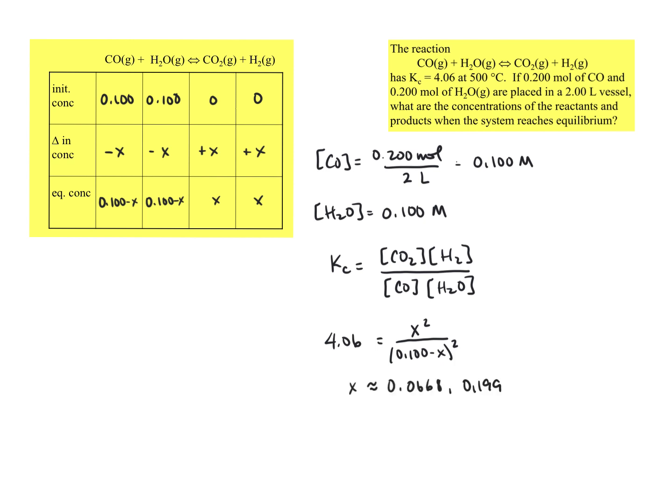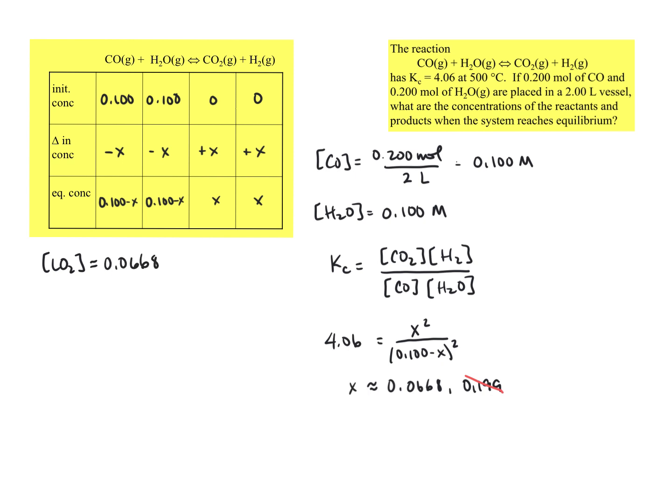So you should have gotten two possible answers, that x could equal 0.0668 or 0.199, but it can't be 0.199 because if you do 0.1 minus 0.199 right here, you're going to end up getting a negative concentration, and that's not possible. So I'm going to go ahead and cross off this one, and we can say the value of x is 0.0668.